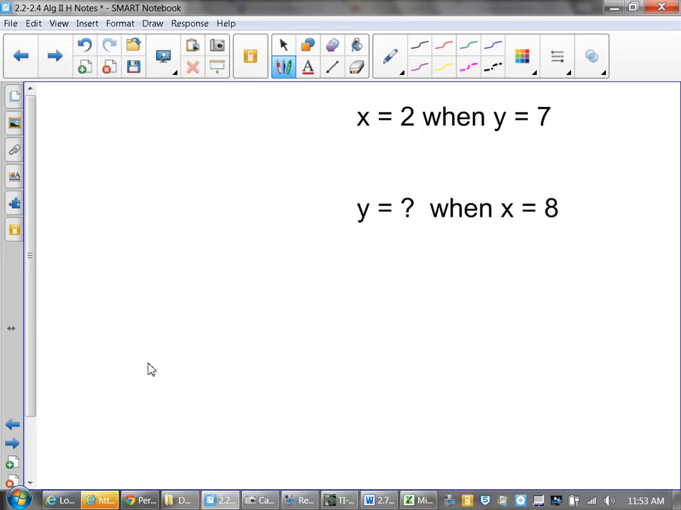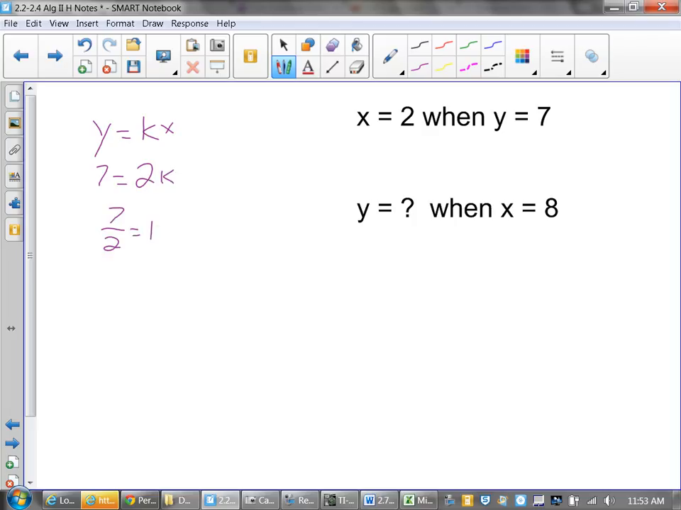And so here's another direct variation. We'll just walk through this last one, then I'll give you some problems to do. X and y vary directly. X equals 2 when y is 7. What is y equal to when x equals 8? So once again, we set up the generic formula. Y equals something times x. In this case, 7 is 2 times k.